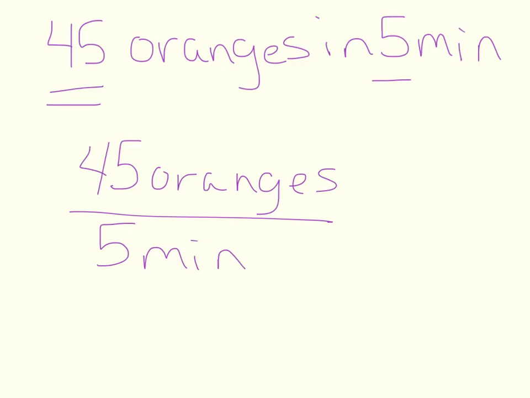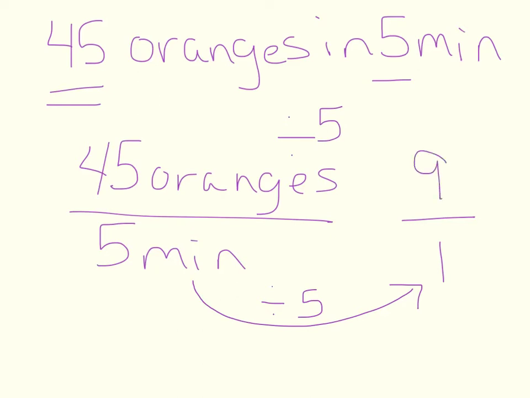One key thing to remember on today's lesson is that when you're looking for a unit rate, the denominator has to be a 1, has to be the number 1. So what we need to think about is how can we convert 5 into 1? We can divide by 5. And because we're dealing with fractions, whatever you do to the bottom number, we must do the exact same to the top. So 45 divided by 5 is 9.